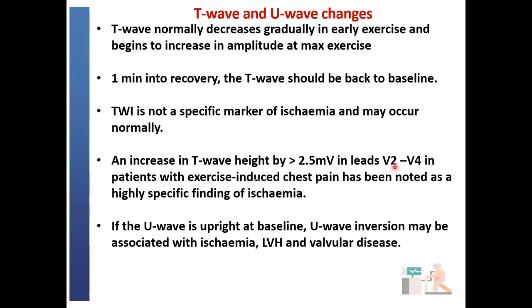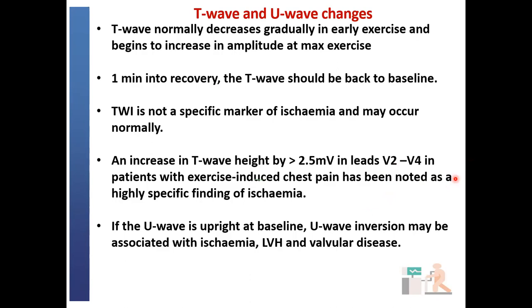T-wave inversion is not a specific marker of ischemia, though, and it may occur normally. But an increase in T-wave height by greater than 2.5 millivolts in leads V2 to V4 in patients with exercise-induced chest pain has been noted as a highly specific finding of ischemia. Now, if the U-wave is upright at baseline, U-wave inversion may be associated with ischemia and left ventricular hypertrophy, as well as valvular heart disease.